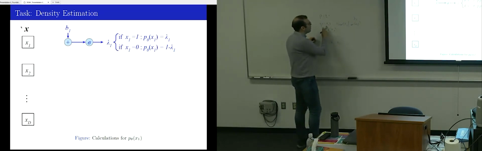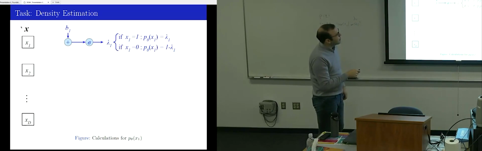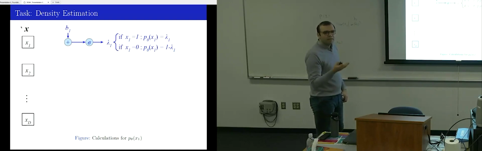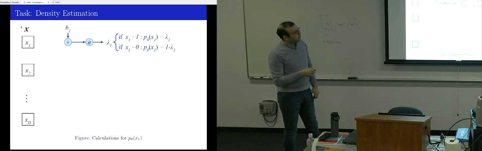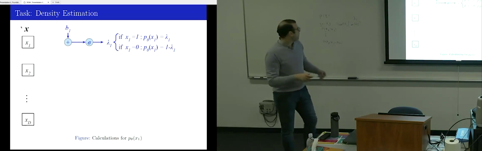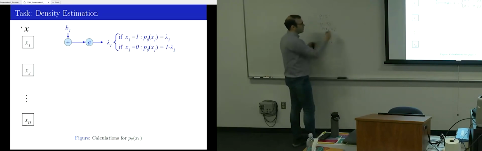What is the probability for your first element? You should check. If your first element is a 1, its probability is lambda 1. Why? This is a Bernoulli with parameter lambda 1, and lambda 1 indicates the probability of being 1. If your input is 1, the probability for that input is lambda 1. If it is 0, the probability for that input is 1 minus lambda 1. So we finish the first member of our multiplication.